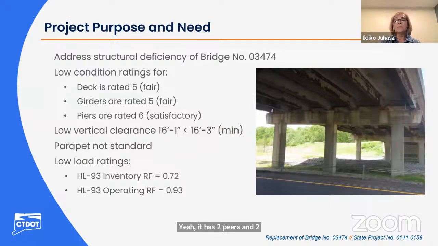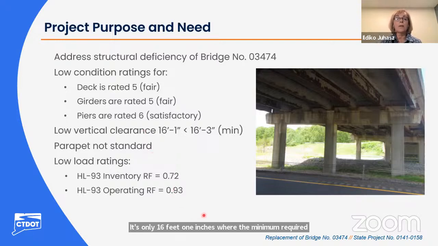Now that we went over these parameters, let's review the condition of this existing bridge. It was built in 1967, so it's almost 60 years old. It had some maintenance repairs in the past, but no major rehab work was done. And based on the latest inspection reports, the deck is rated 5, which is fair. The girders are also rated 5, and the piers are rated 6. Also, the vertical clearance is low. It's only 16 feet 1 inch, where the minimum required clearance is 16 feet 3 inches.